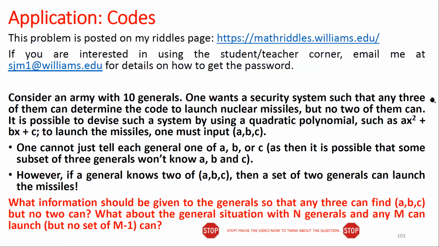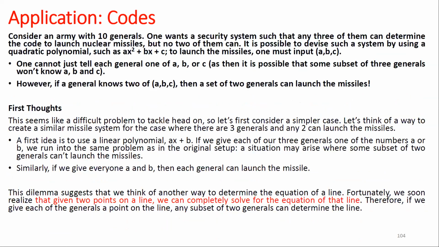And so the solution is to use points on curves. So what we're going to do now is, at first, as I wrote over here, it seems hard to do. So a good advice in math is whenever you have a hard problem, try doing something simpler first. So let's imagine that there are only 3 generals, and we want any 2 of them to be able to launch missiles. And instead of using a parabola, let's try to use a line, ax plus b.